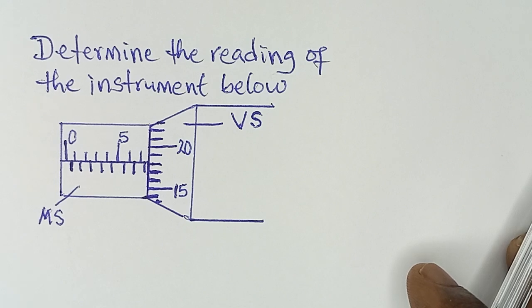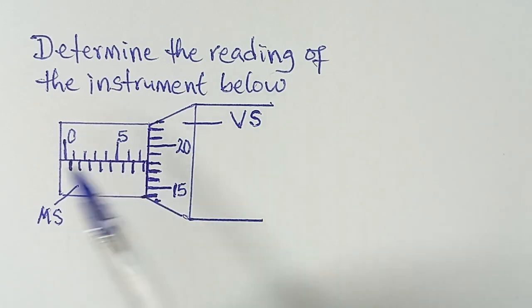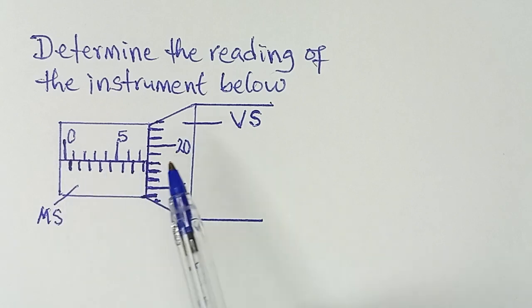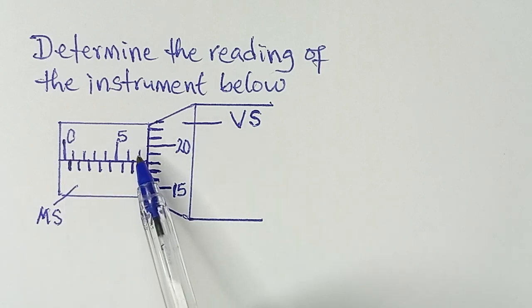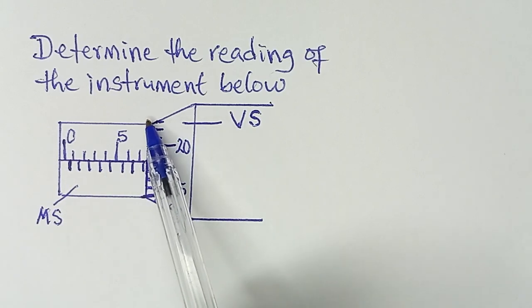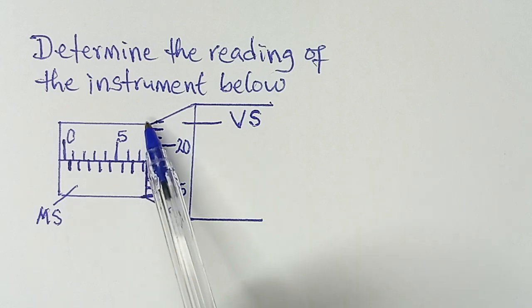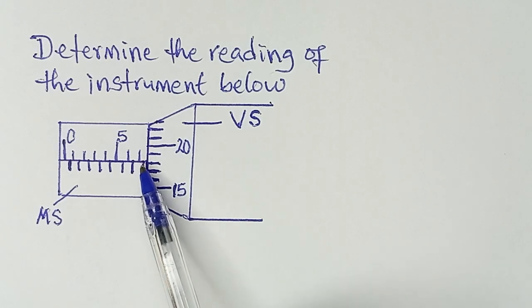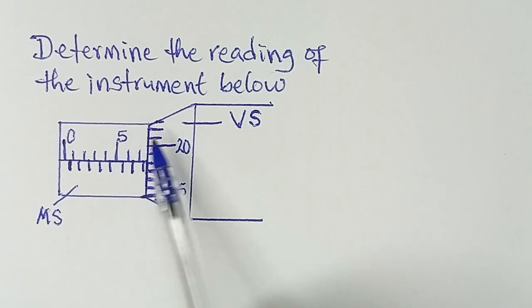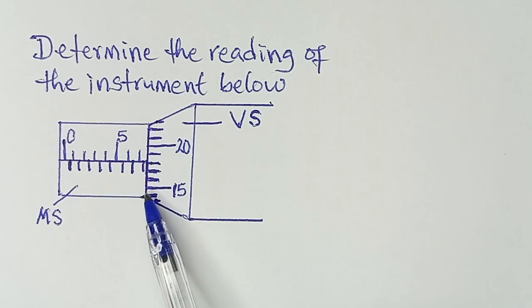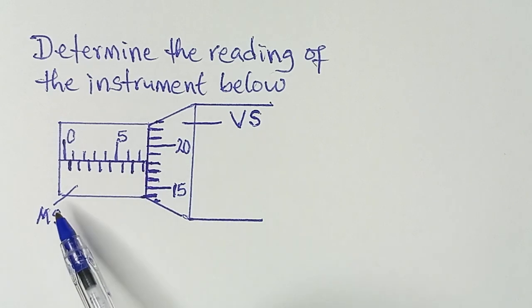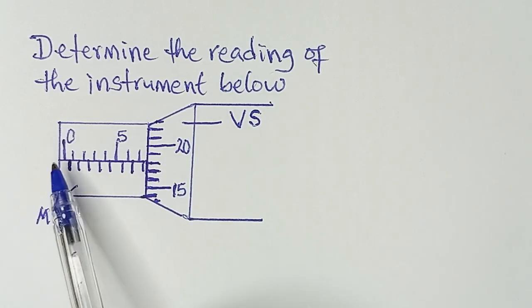Now let's start with the reading on the main scale. Now, on this main scale, the last value we are to read here is the value that we see just before the beginning of this vernier line. Just the beginning of this line. So whatever last value that we see on this left-hand side, just before this line begins, is the main scale reading.